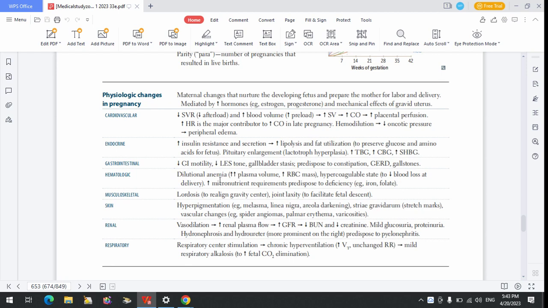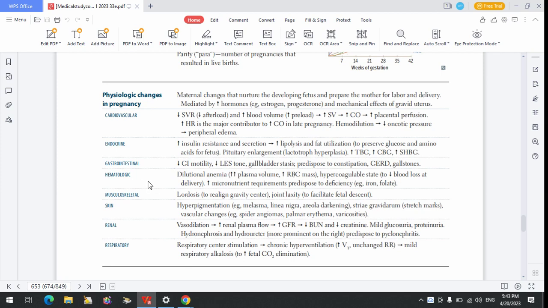It reduces the lower esophageal sphincter tone, relaxes it, bringing about gastroesophageal reflux disease, and also causes relaxation of the gallbladder muscle so they cannot secrete bile. If you cannot secrete bile, that means there is a high tendency of gallstones developing. So those are the three things that we need to remember for GI: reduced gastric motility, reduced lower esophageal tone, and gallbladder stasis due to the effect of progesterone.